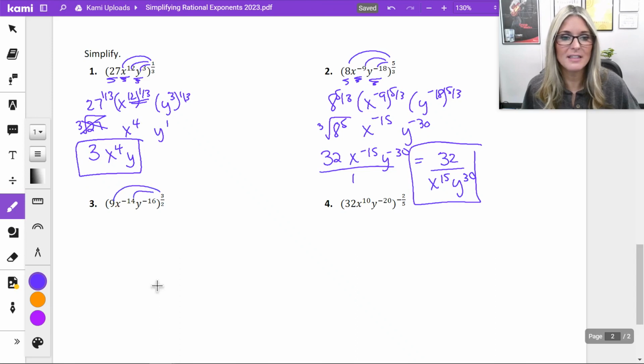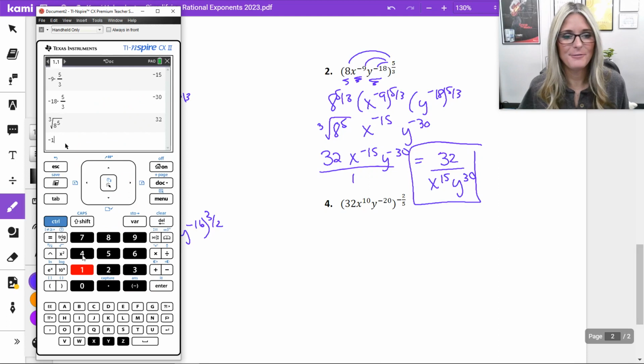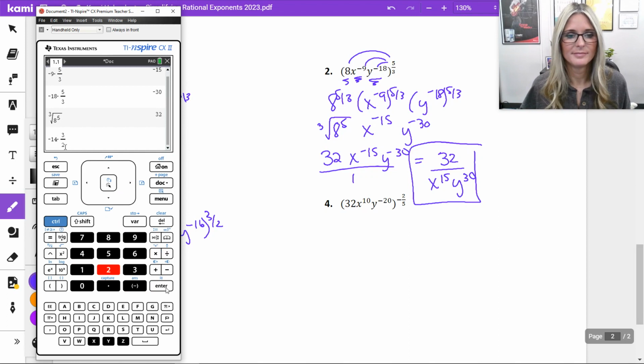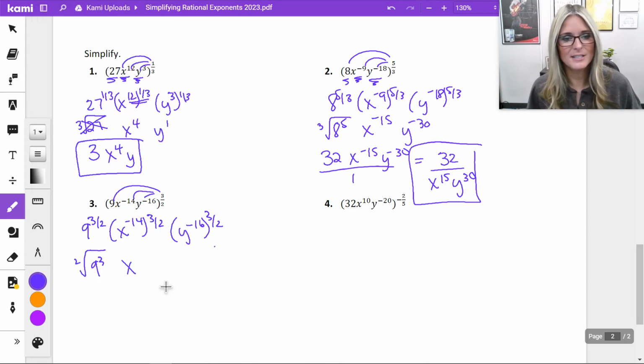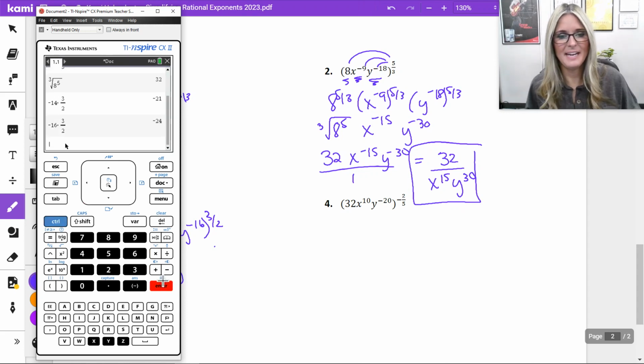Number three, we have three things in our parentheses there. 9 is getting raised to the 3/2. x to the negative 14th is getting raised to the 3/2. And y to the negative 16th also raised to the 3/2. So first we have a square root of 9 cubed, multiplying negative 14 times 3 over 2, negative 21. So x to the negative 21st, y to the negative 16 times 3 over 2, negative 24.